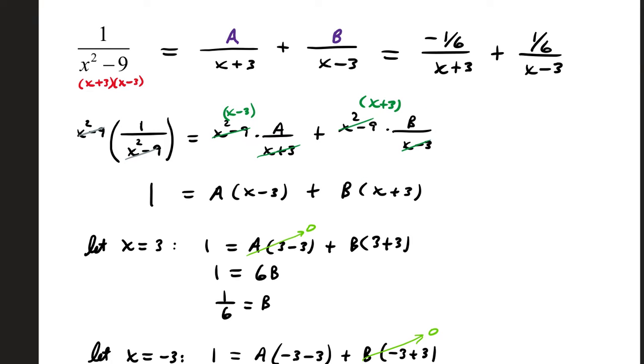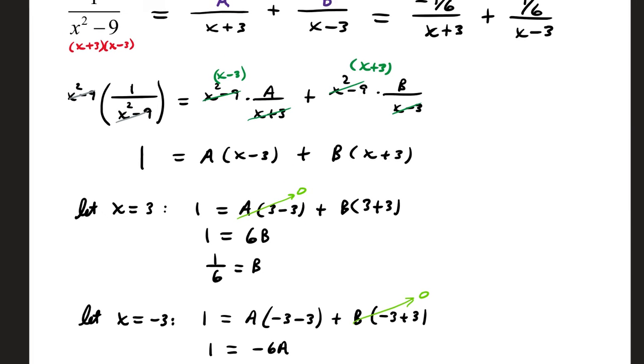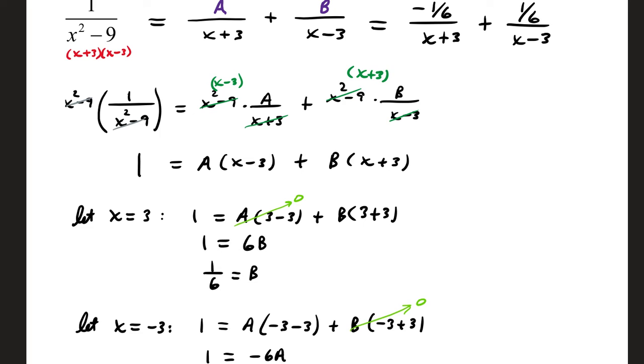First, let's let x equal 3. Since we're solving for a and b, it would be nice to know what they're equal to individually. So we're going to be careful when we pick these. If we let x equal 3 in this equation, we get 1 equals a times 3 minus 3, which is 0, plus b times 3 plus 3, which is 6. The a group goes to 0. The b group is 6b. Divide both sides by 6. And we see that b is equal to 1/6.